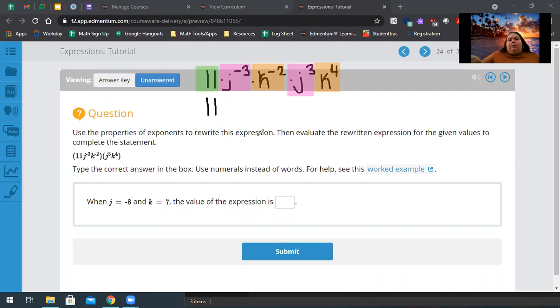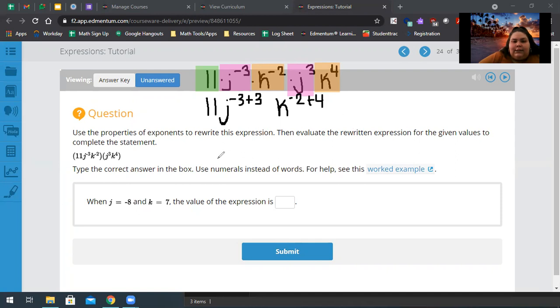Now, when we're multiplying, if we have two bases that are the same, which in this case, the pink ones, they both have the same base of j. When we're multiplying, we can add the exponents. So we have -3 plus 3. And then we can do the similar situation with the k's. We can take the k and write it as one base. This will be -2 plus 4.